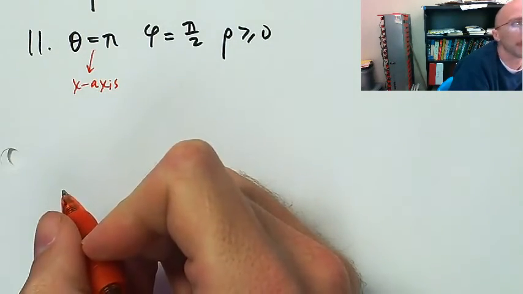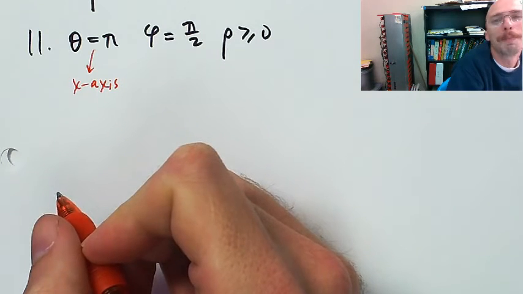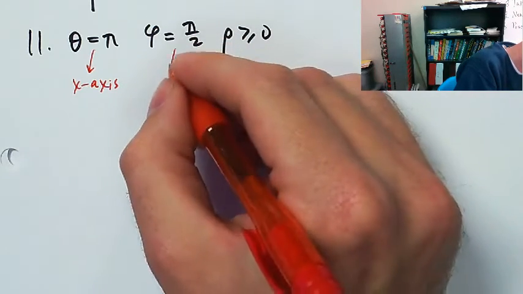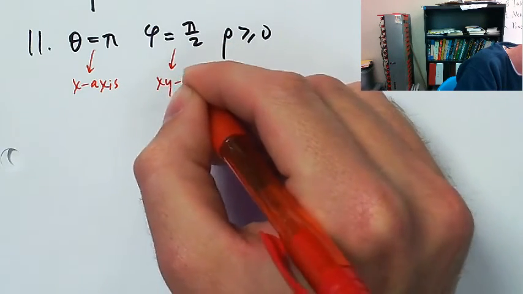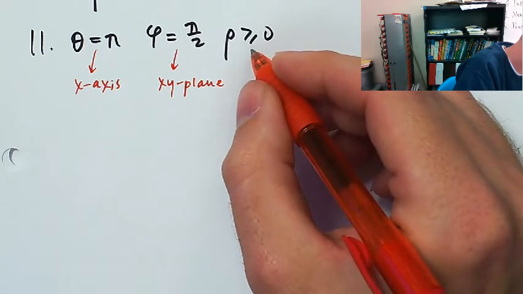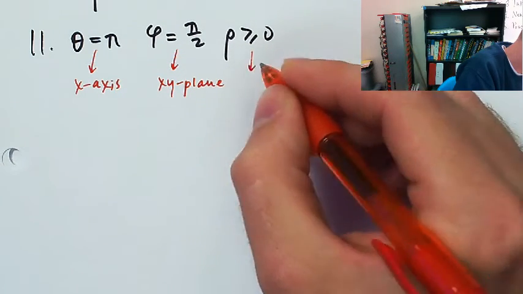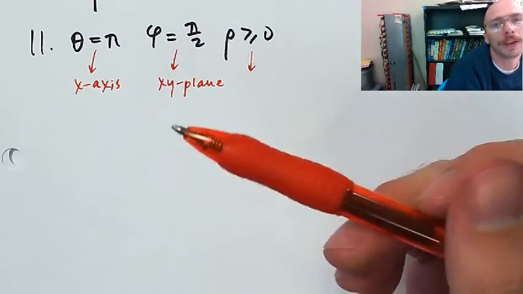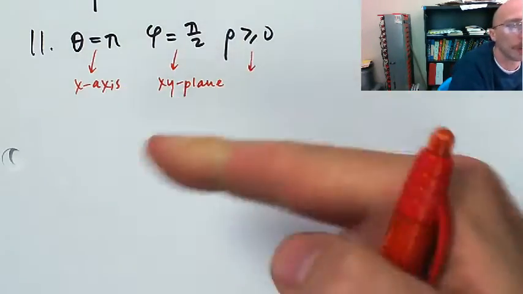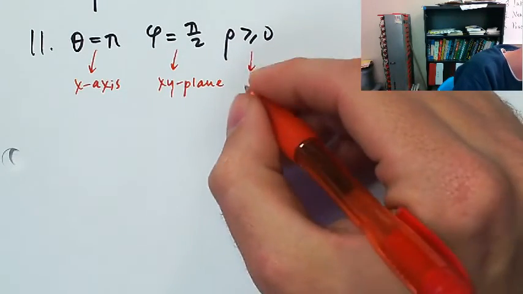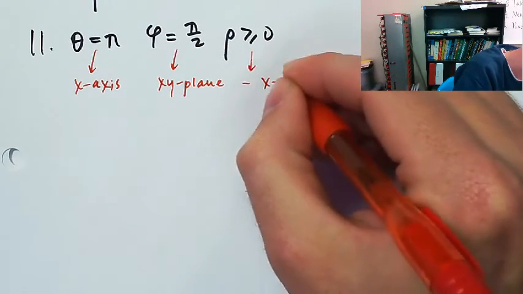Or above the x-axis, depending on this, right? So phi is equal to pi over 2. That means I'm in the xy plane. And rho greater than or equal to 0 means I'm going in the direction I expect. So theta equals pi is generally where we've got x being negative, to the left of the origin in the two-dimensional case. So I'm going to call that the negative x-axis.